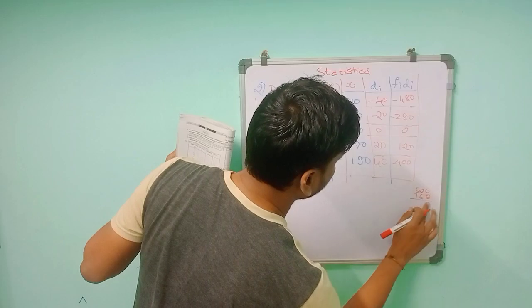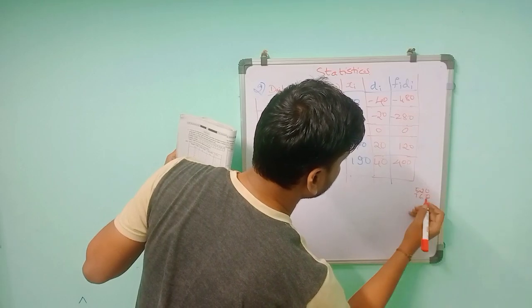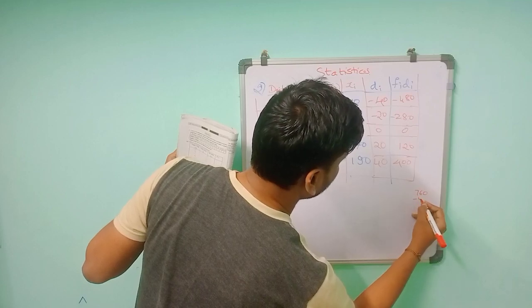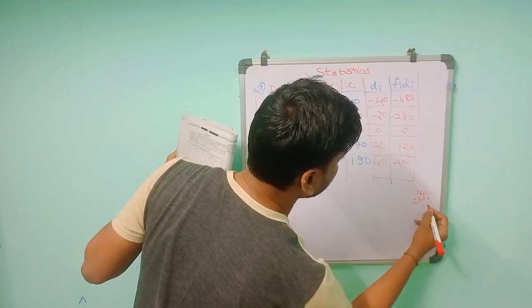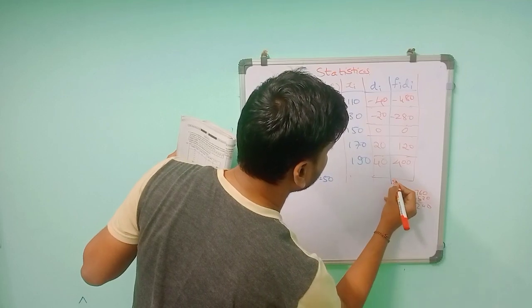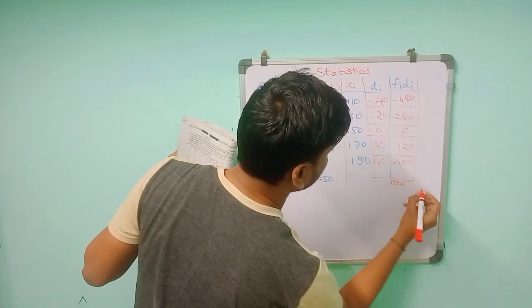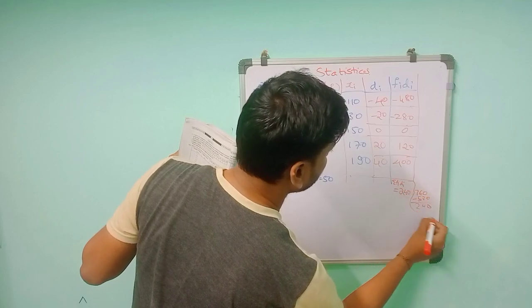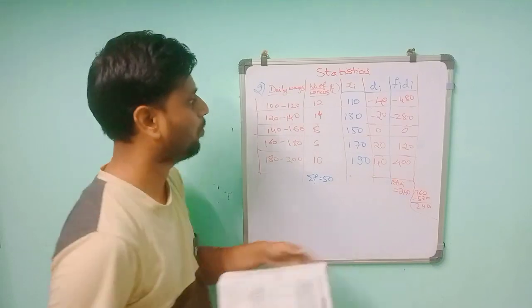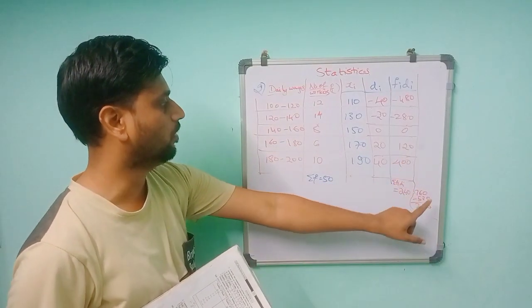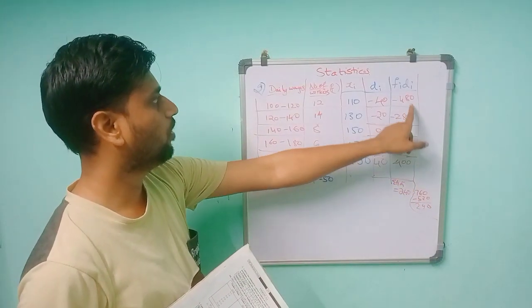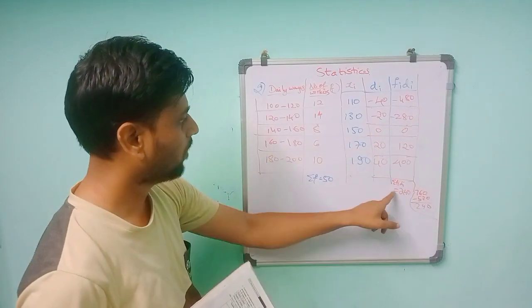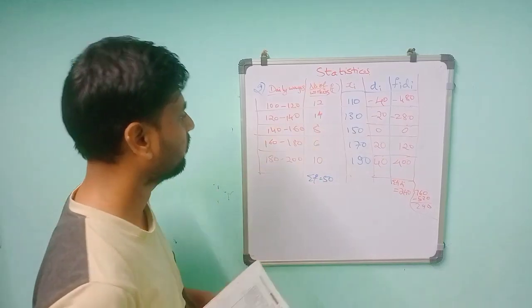So we got 760. So 760 minus 520 will give us 240. So sigma fi di value is 240. So we got the two positive values, that is 120 and 400, that is 520, and the negative sign is more, so 480 plus 280 is 760. If you take the difference, you will get 240. So sigma fi we got 240, and the number of workers is 50.